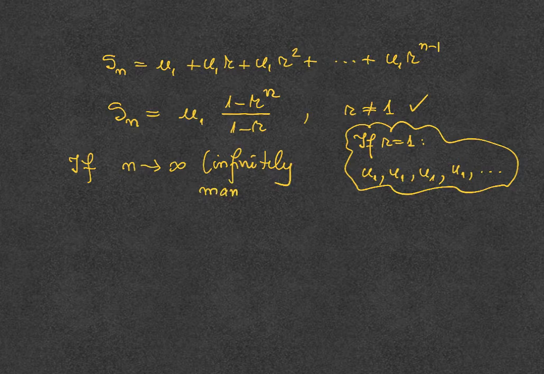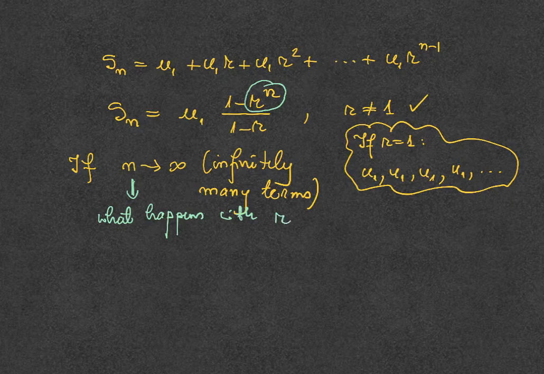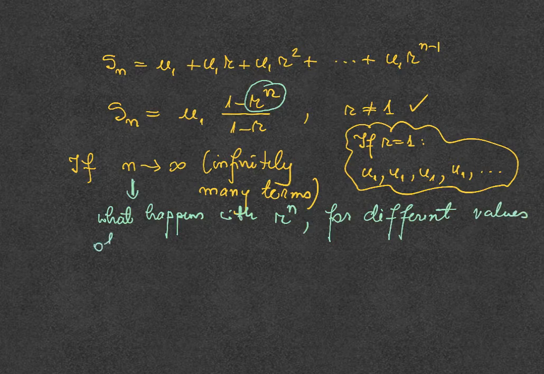And really, I need to look only at this term here, because in the formula, n doesn't appear anywhere else. See, u1 and r are constants. So the big question is, what happens with r to the power of n for different values of r when n approaches infinity, when n gets bigger and bigger?